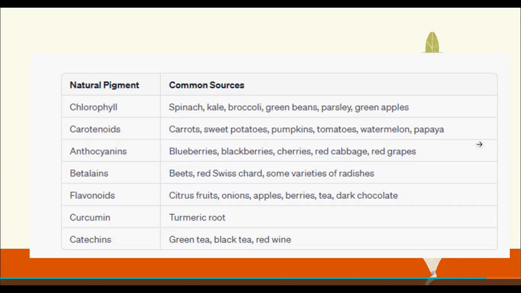So please make note of this. I'll be sharing the slide, but not just the slide. I want you all to write them down also. Please mention chlorophyll, what the sources are, etc. So that you will learn it very well.